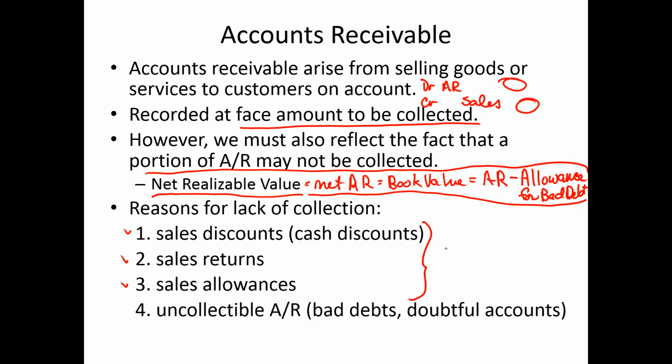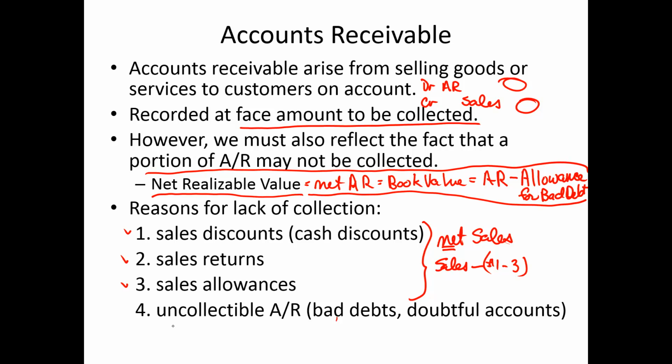The other term that you'll hear me talk about is net sales. And net sales means the sales that stuck with the customers. That's the sales less the sales discounts, the sales returns, and the sales allowances. So net sales is sales minus numbers 1 through 3. So net sales are the sales that stuck.